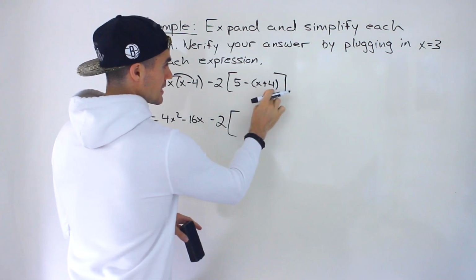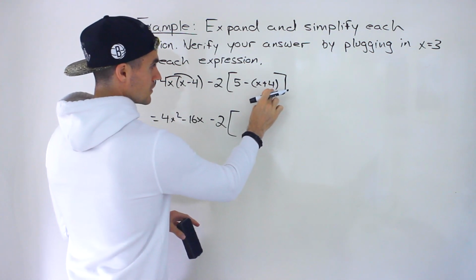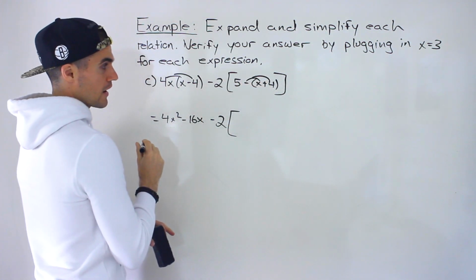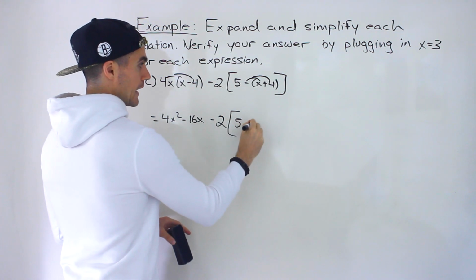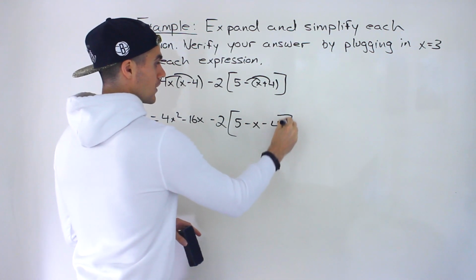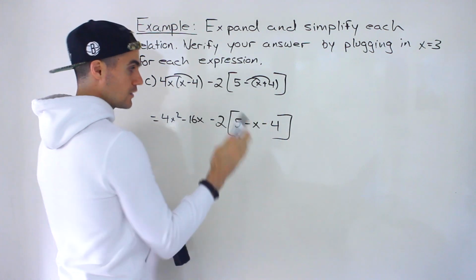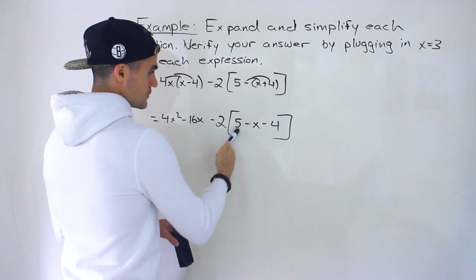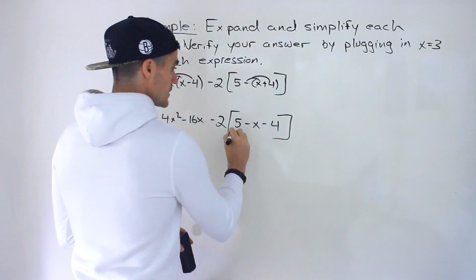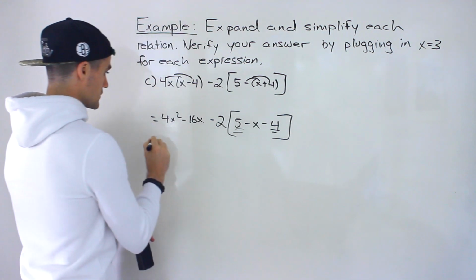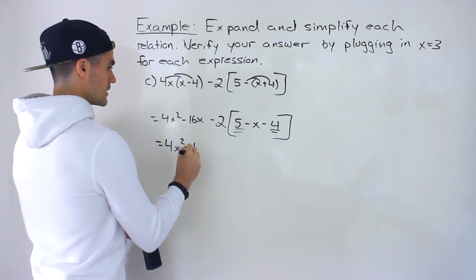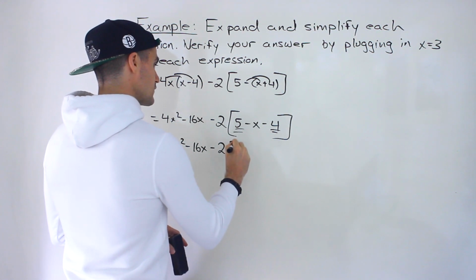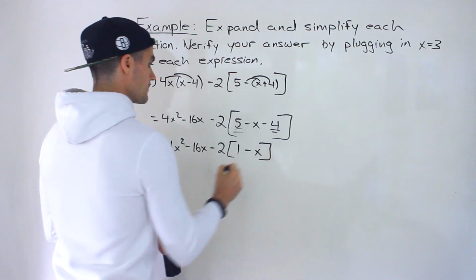Notice this x plus 4, we can't simplify any further. So what we can do is take this negative and distribute it into that bracket right there. So we'd end up with 5 minus x minus 4, like that. So we got rid of that innermost bracket. Now what you can do, you could actually take the -2, distribute it to all 3 here, but notice we could simplify this because we got this 5 minus 4. So we'd have 4x squared minus 16x minus 2. The 5 minus 4, that simplifies to 1, and then we got a minus x like that.